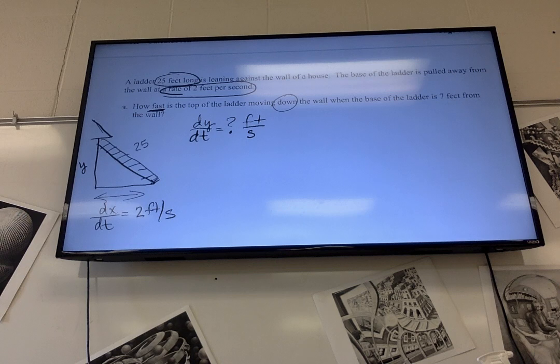Where do you guys come up with meters? I don't know, physics. There's no meters here. I'm sorry, all I ever say is meters per second.